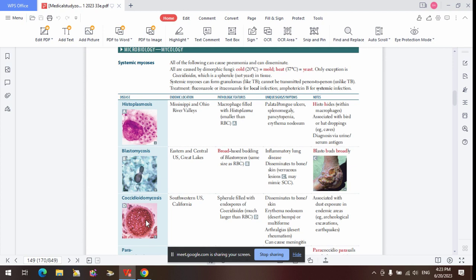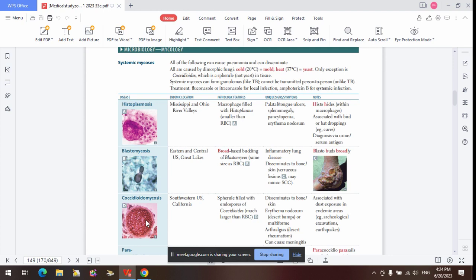So they can go to an adjacent area of the lung and start the process all over again, or they can disseminate to the blood and cause extrapulmonary symptoms. These guys also cause granulomas. So they form granulomas too, caseating granulomas, just like tuberculosis. But they cannot be transmitted from person to person.